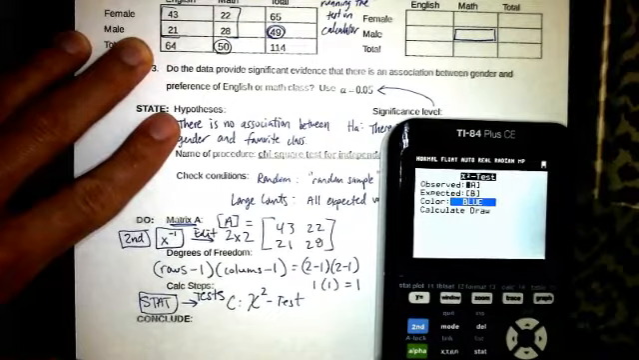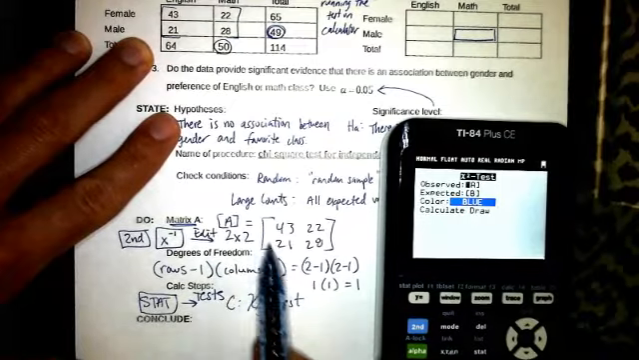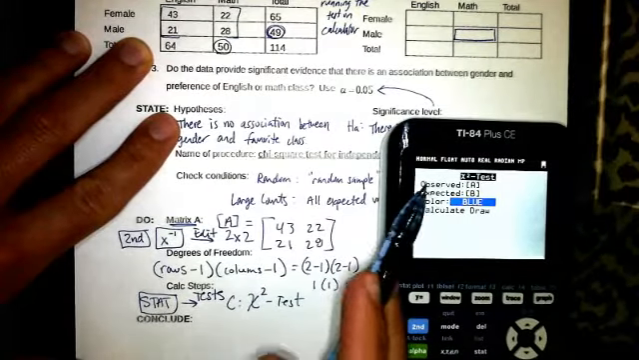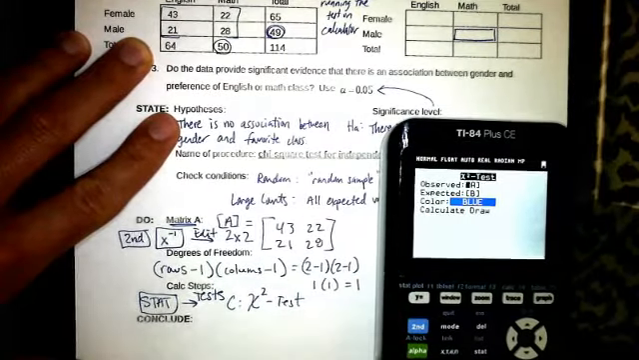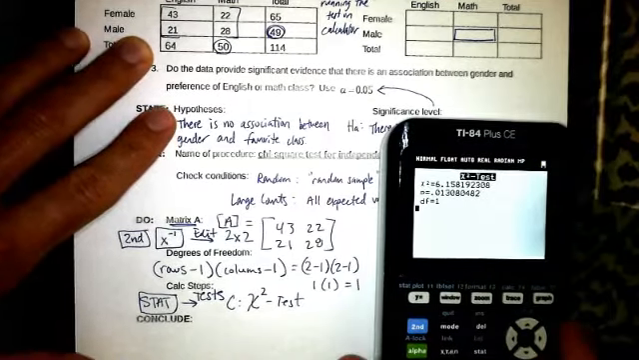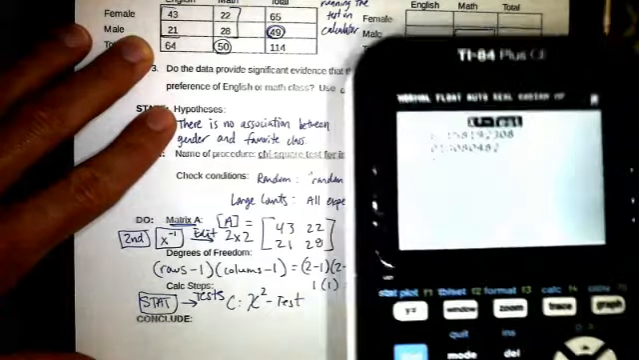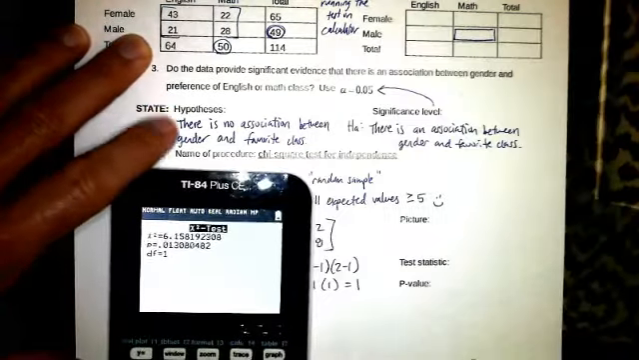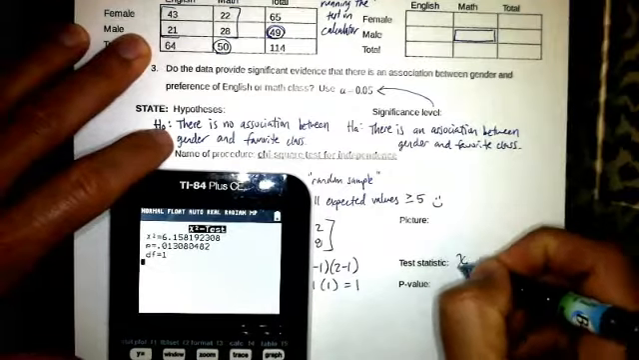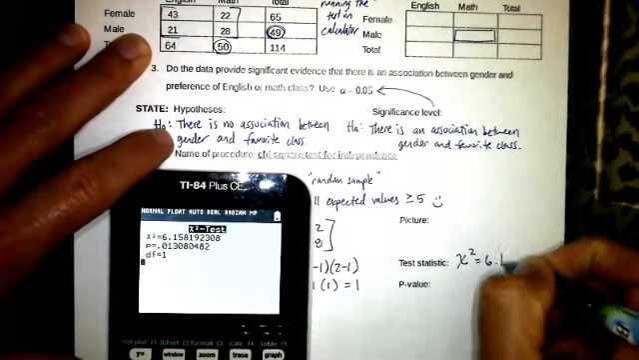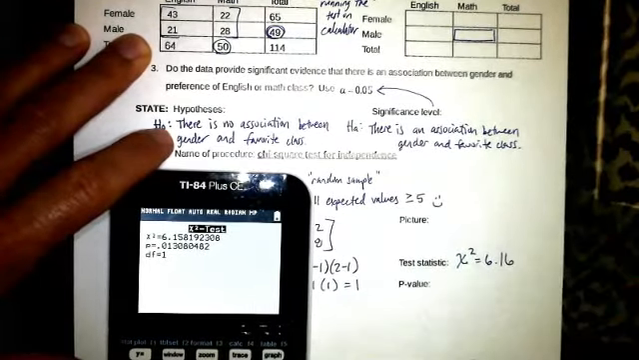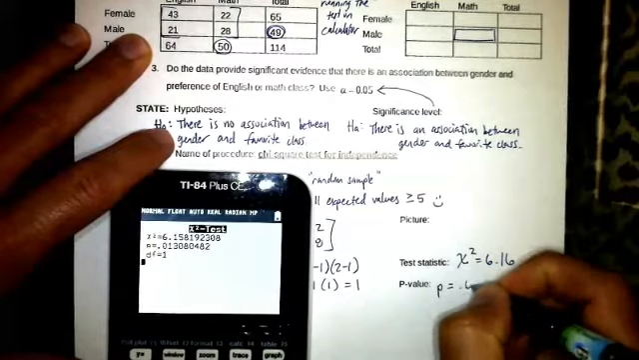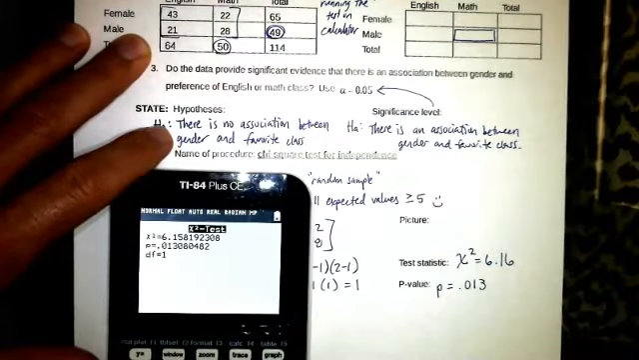So it says, all right, where's my observed data? We type that into matrix A. It's going to output the expected data into matrix B. And we're going to go to calculate. So we get a chi-squared value and a p-value. The chi-squared value, that's our test statistic, 6.16. And the p-value is 0.013.